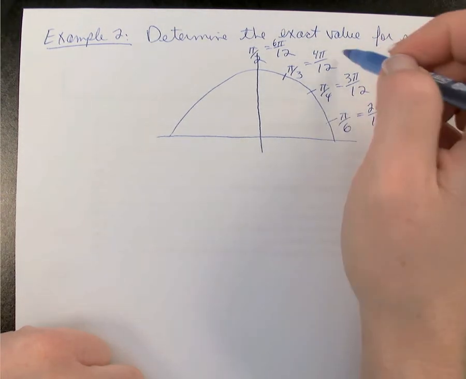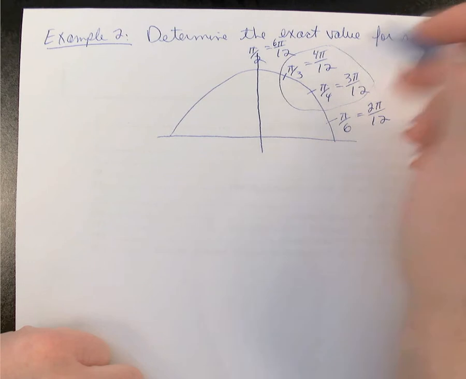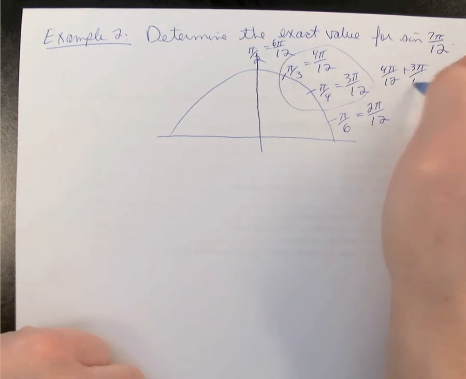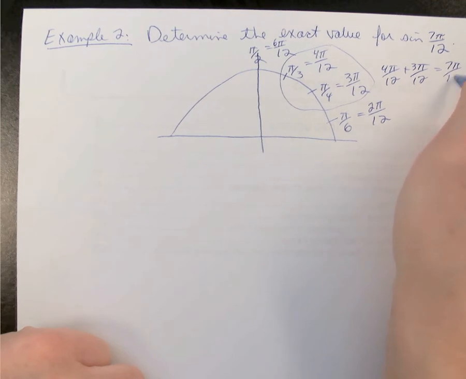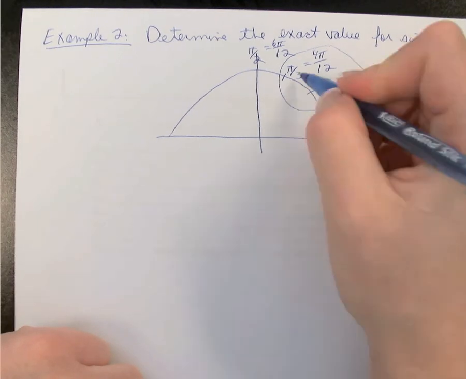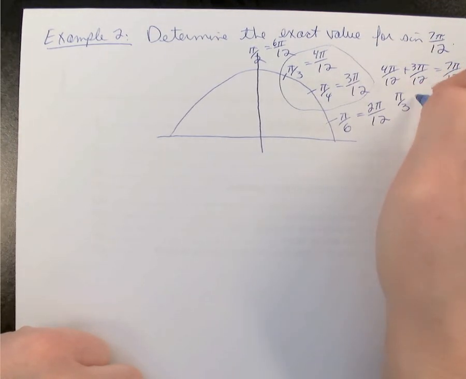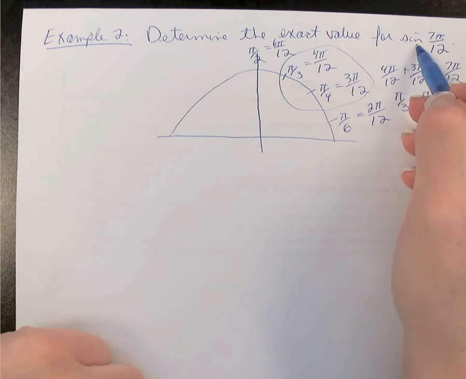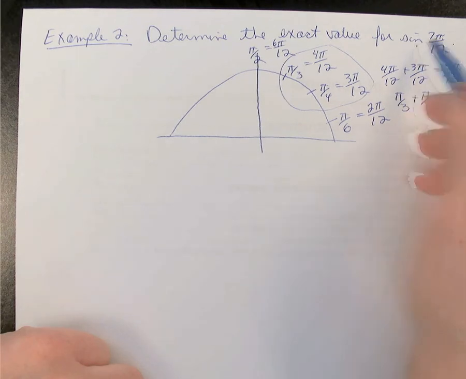If I take a look here at these two, 4 pi by 12 plus 3 pi by 12 will give me 7 pi by 12. So I can use these two angles. So that's pi by 3 and pi by 4. So since I'm adding, I'm going to use the sum formula. And in the question I'm dealing with sine, so I'm using the sine alpha plus beta formula.